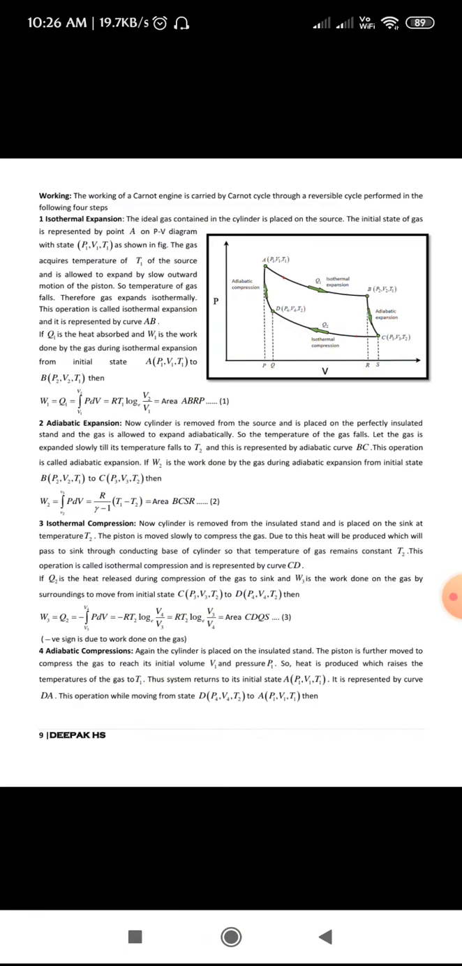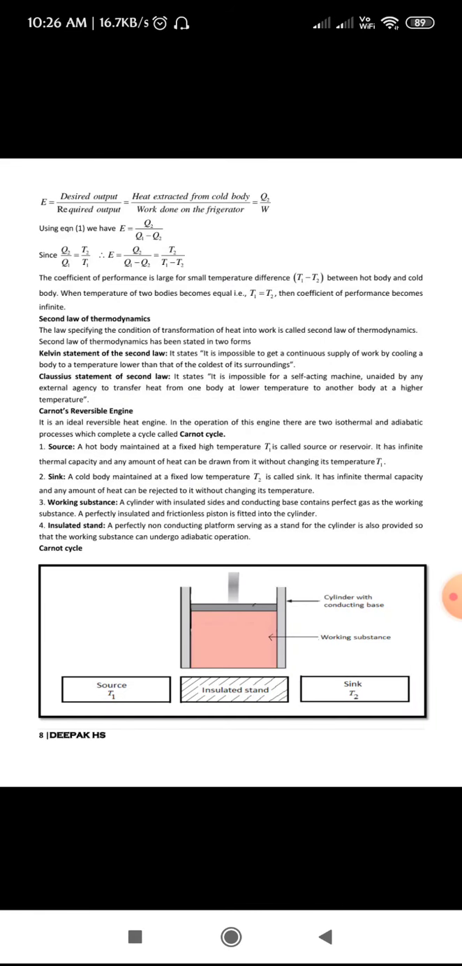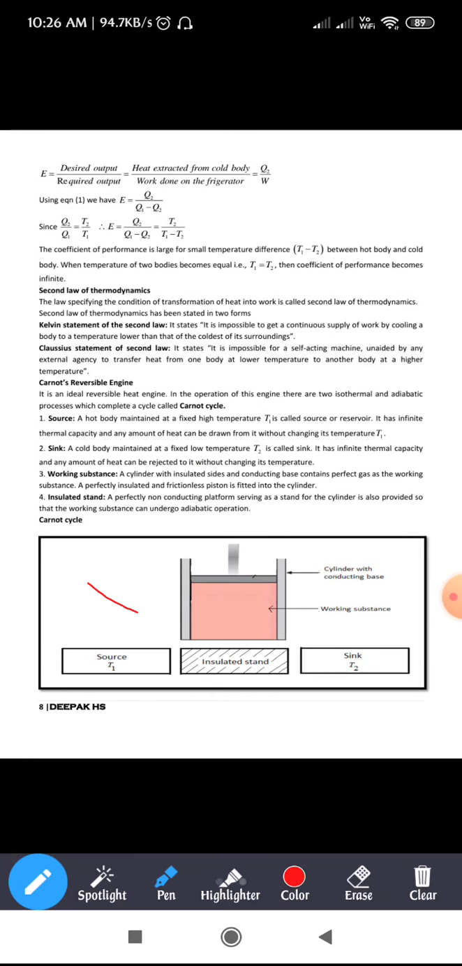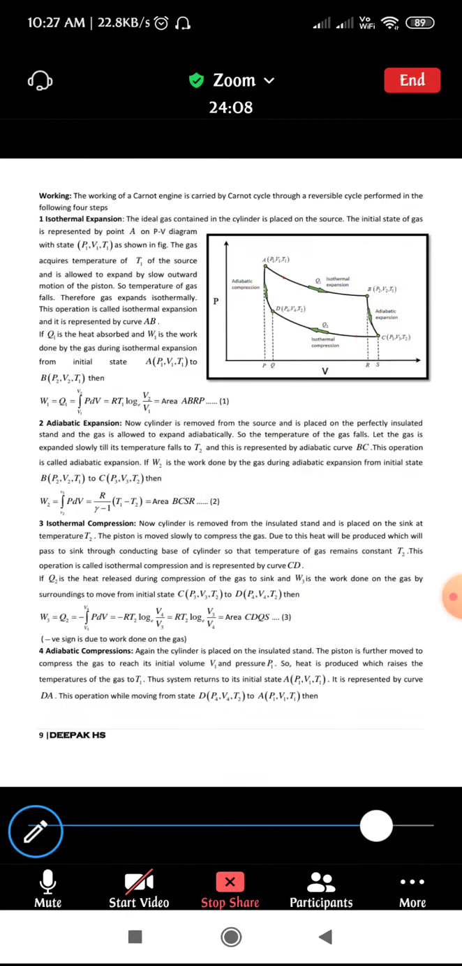Next, coming to adiabatic expansion. As you know, in the first, isothermal expansion, we placed the cylinder on the source. Now we are shifting the cylinder from the source to the insulated stand. Understand the process here. You are placing the cylinder from the source to the insulated stand. Let us see what happens.